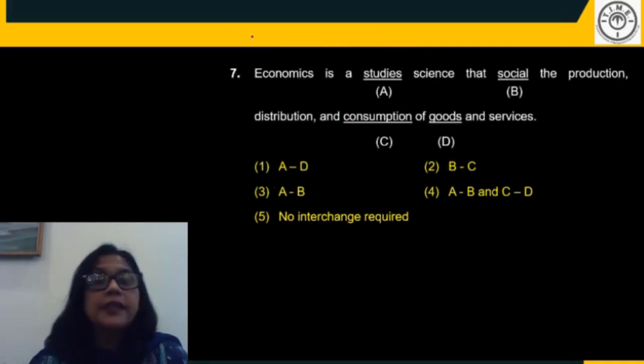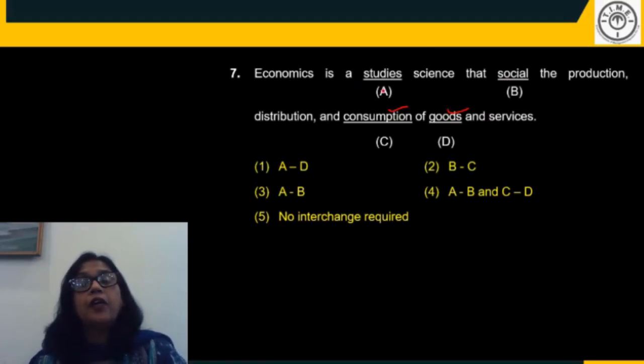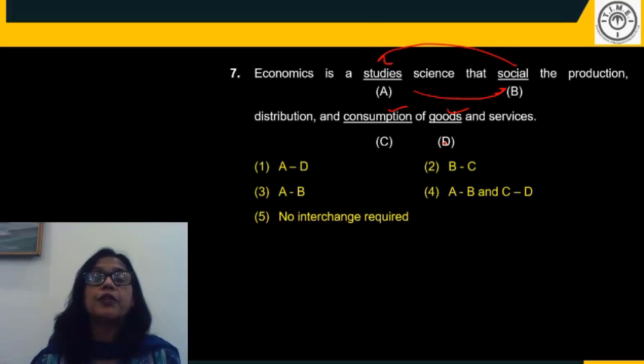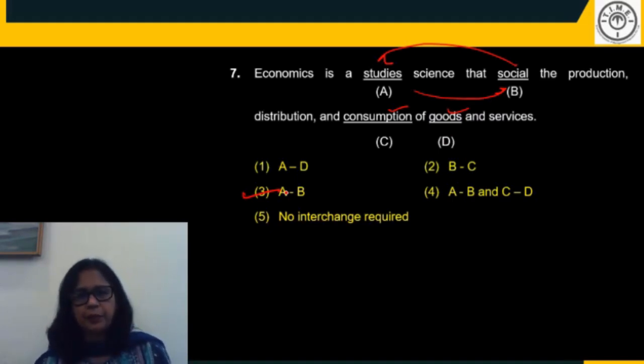The seventh sentence. Economics is a study science that social the production, distribution and consumption of goods and services. Consumption of goods and services, absolutely correct. That means we need to check the interchange of A and B. Economics is a social science that studies the production, distribution and consumption of goods and services. So the correct answer, option 3. Interchange of the two words in the positions A and B.